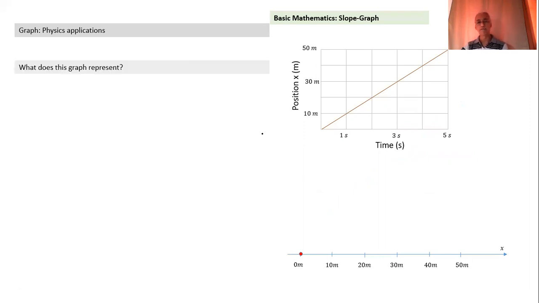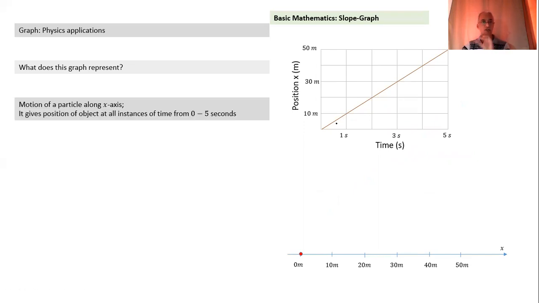So what does this graph represent? We can understand from the labels. It is a position-time graph. It represents the position of a particle at various instances of time, the motion of a particle along the x-axis. It gives you the position of an object at all instances of time between 0 to 5 seconds. Every single instant, whatever we want to find out, say 1.1 seconds, yes, we can find out the position. For every instance between 0 to 5 seconds, we can find exactly where the particle is.